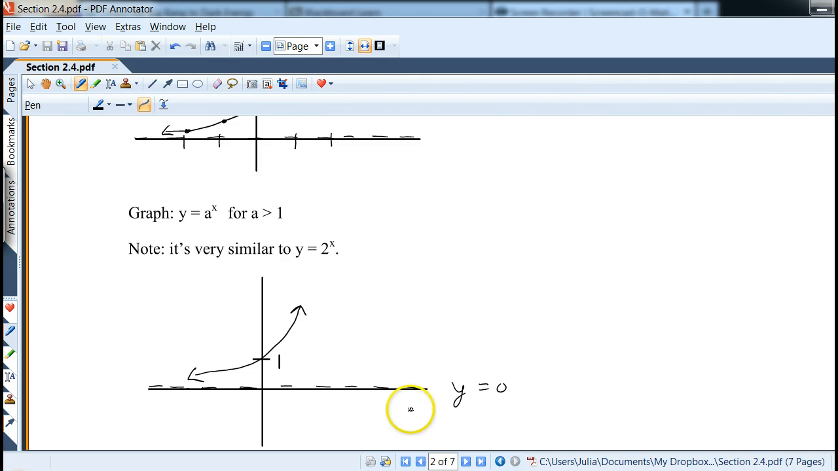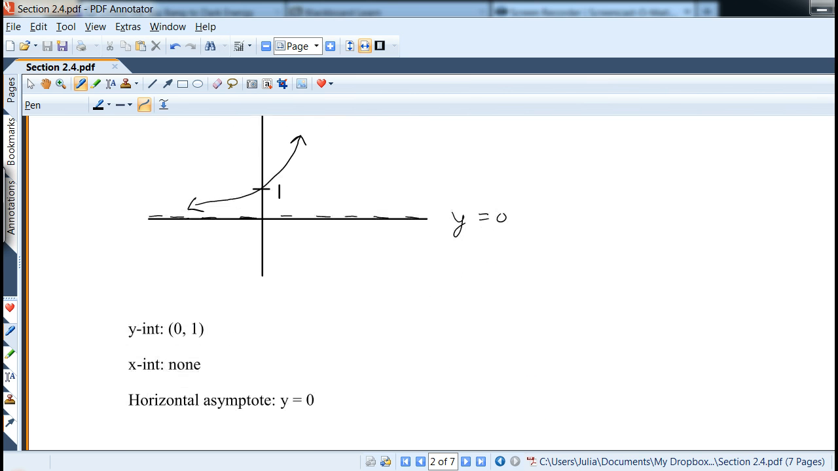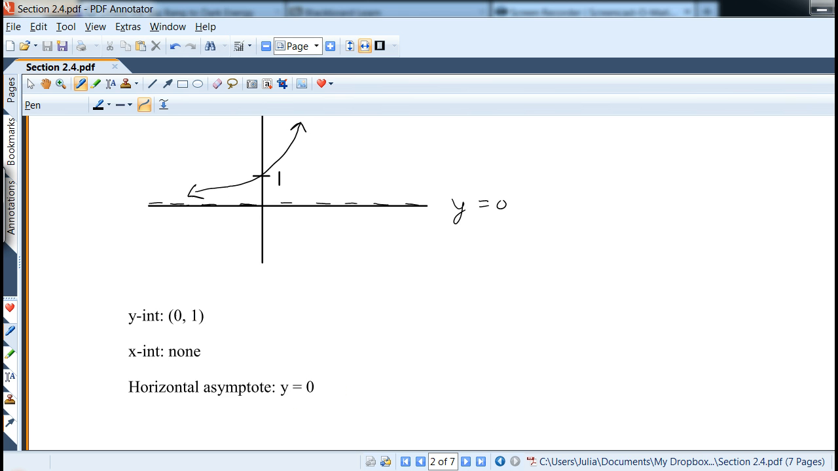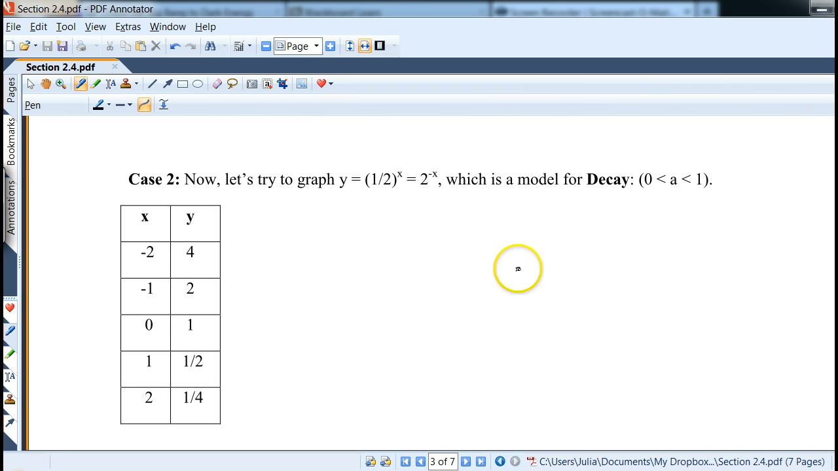But anyway, in general, the graph looks like this. It passes through 1 because any base to the power of 0 is 1. And it looks like this. It's increasing. It does have a horizontal asymptote, which is y equals 0. So we do have a y-intercept for the standard graph. It's (0, 1). There are no x-intercepts in this case, and there is a horizontal asymptote in this case, y equals 0.